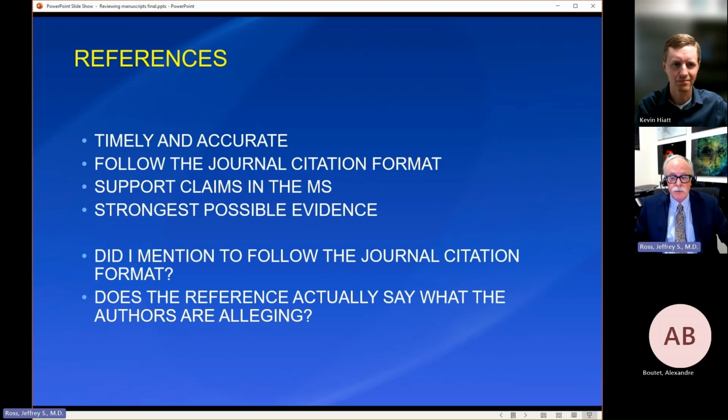If there are a few key references that they're hinging the whole argument of the paper on, it really behooves the reviewer to go back and look at that primary reference to see if it is germane to what they're talking about. And again, please, did I mention, follow the journal format?